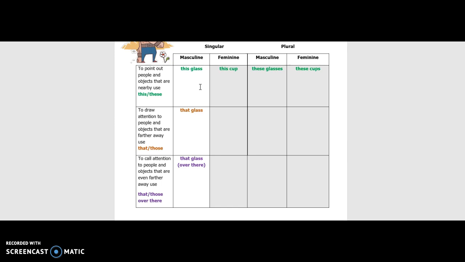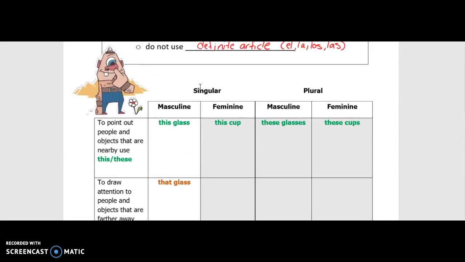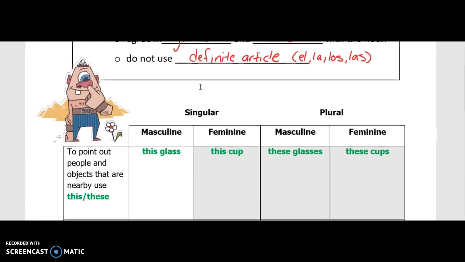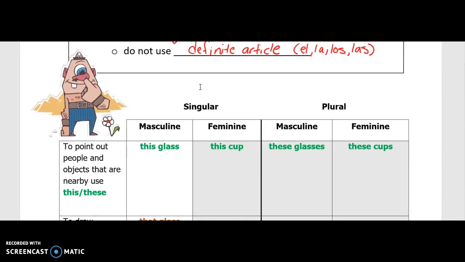All right? We are going to start with pointing out people and objects that are close to us using this and these. So we're going to pick this one, no pun intended, and we're going to stick with the word glass and cup. So we're going to be identifying the glass and the cup. Anything that's close to us is described as being this or these. All right? So this one right here, and the word is este. That is your Spanish word for this. And the word for glass is vaso. Vaso is masculine and singular, so we use este.